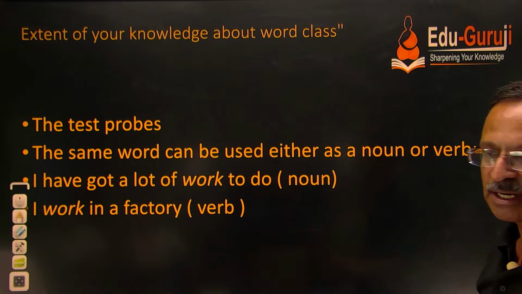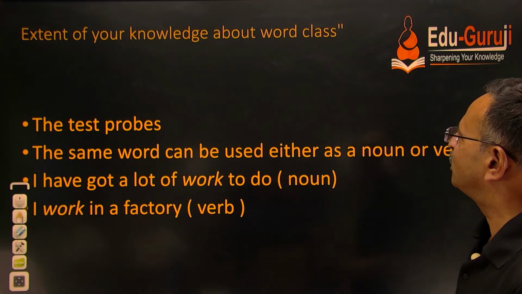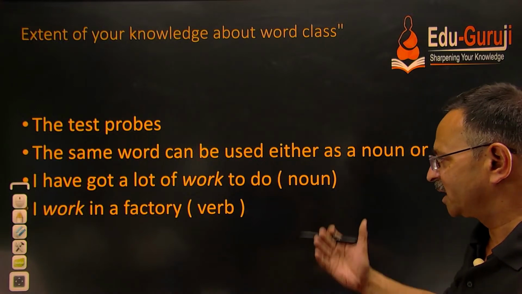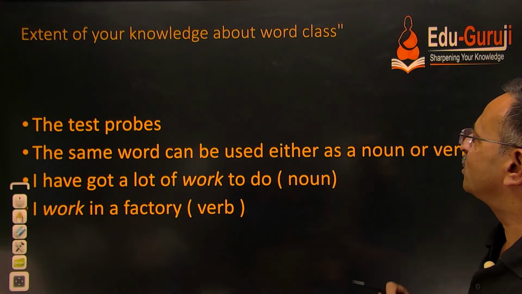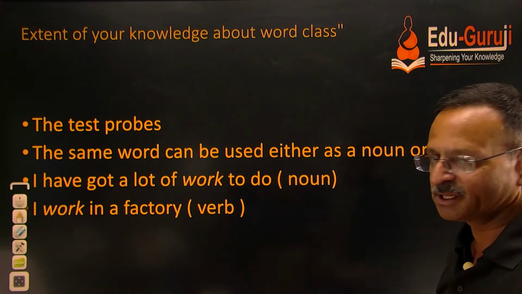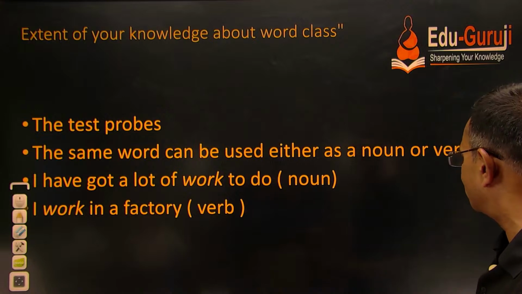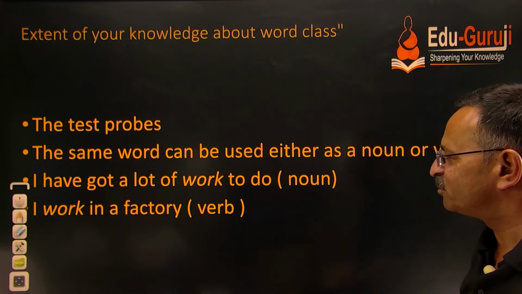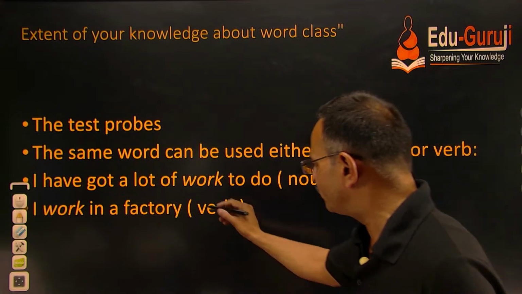So let's go to the extent of your knowledge about word class. What does it mean when I say, as I explained to you, the extent of your knowledge about word class? This test probes whether the same word can be used as a noun or a verb. For example, a very simple example here: I have got a lot of work to do.